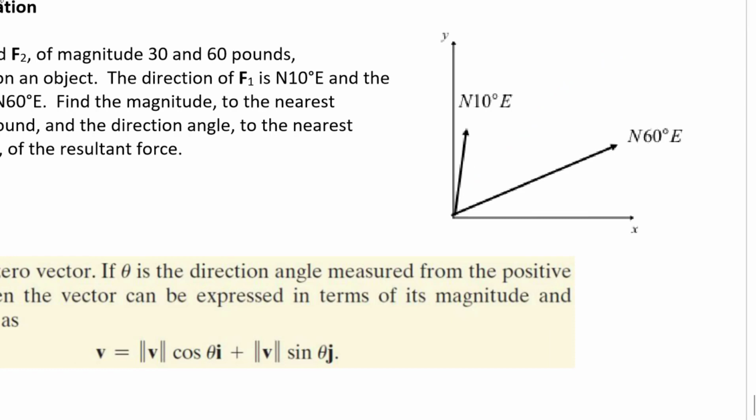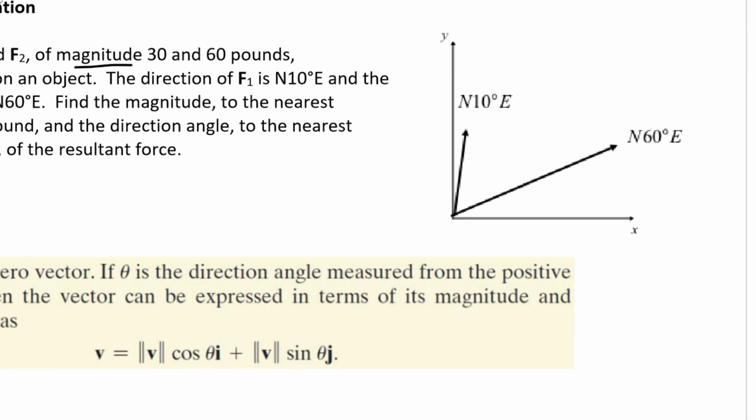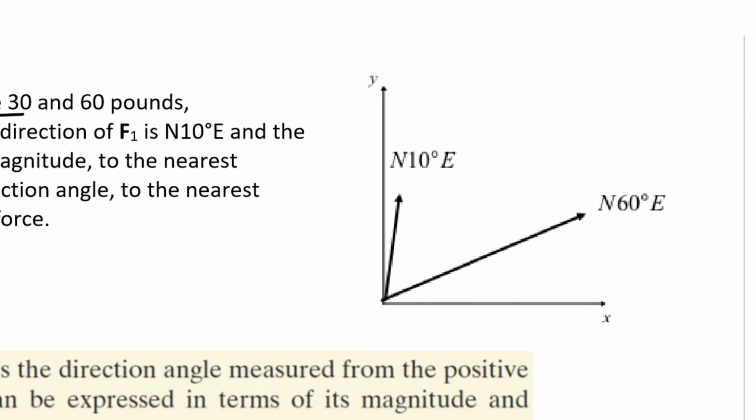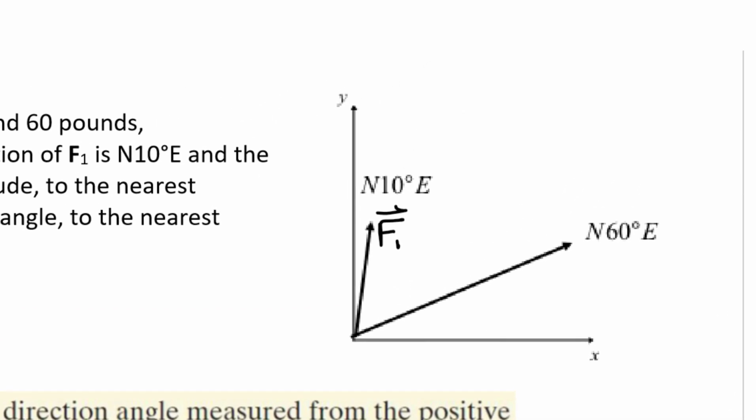Well, first let's analyze F1. F1 is the smaller vector because it has only a magnitude of 30 pounds. F1 is in a direction of north 10 degrees east, which means that the angle formed between the north axis and this vector headed towards the east direction is going to be 10 degrees. But we want the angle between the positive x-axis and F1. So that's going to be 90 minus 10, or 80 degrees. Let's call it theta 1.